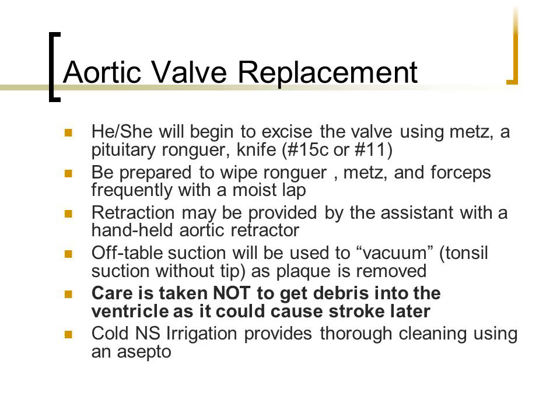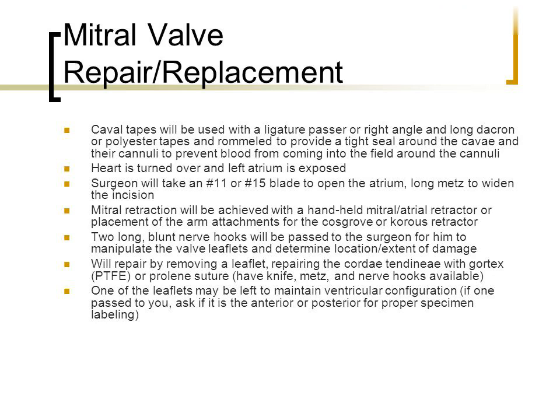Cold NS irrigation provides thorough cleaning using an asepto. Mitral valve repair/replacement. Caval tapes will be used with a ligature passer or right angle and long Dacron or polyester tapes and Rommel to provide a tight seal around the cavae and their cannulae to prevent blood from coming into the field around the cannulae. Heart is turned over and left atrium is exposed.